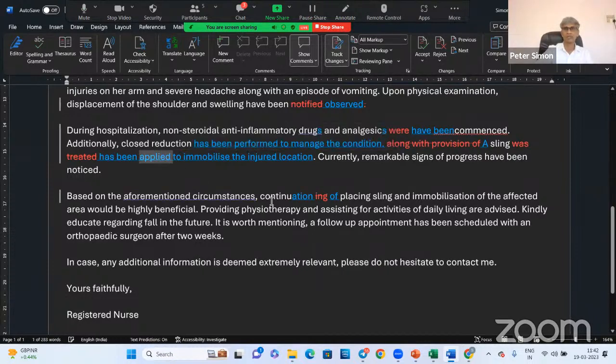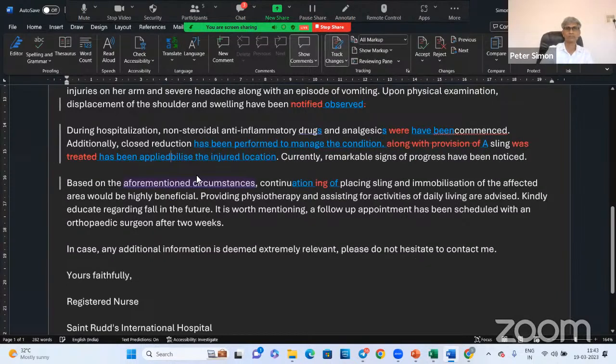So here, immobilize the injured location is not needed, because you have already written affected area, immobilization of the affected area. So applied is enough, because you have already mentioned it down. Continuation of placing the sling and immobilization of the affected area would be highly beneficial.